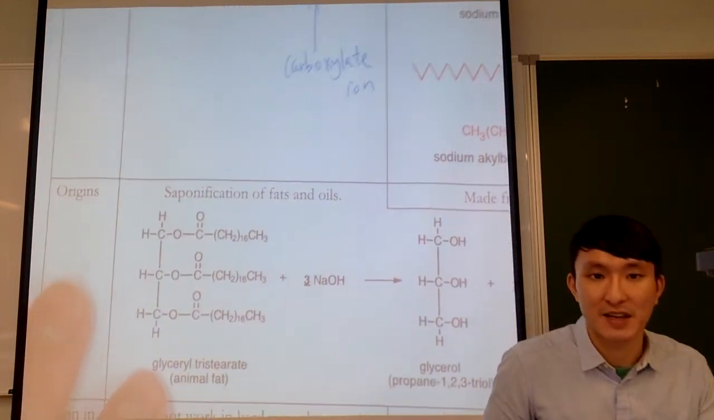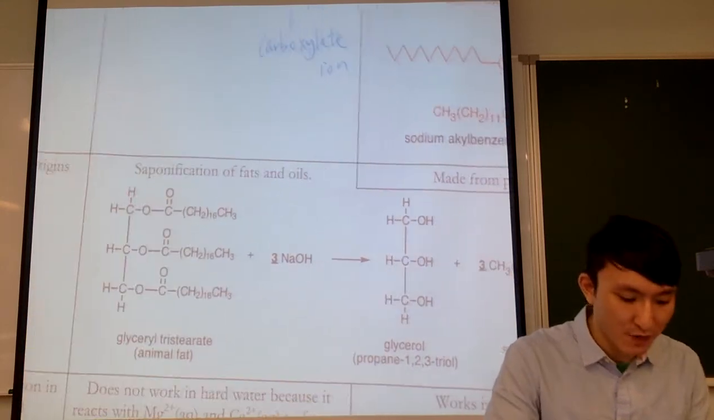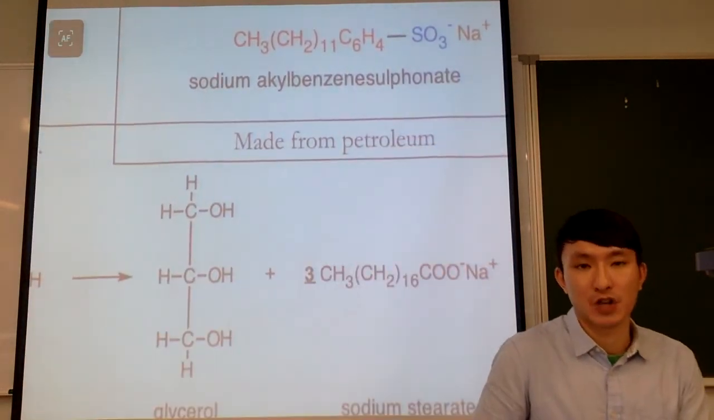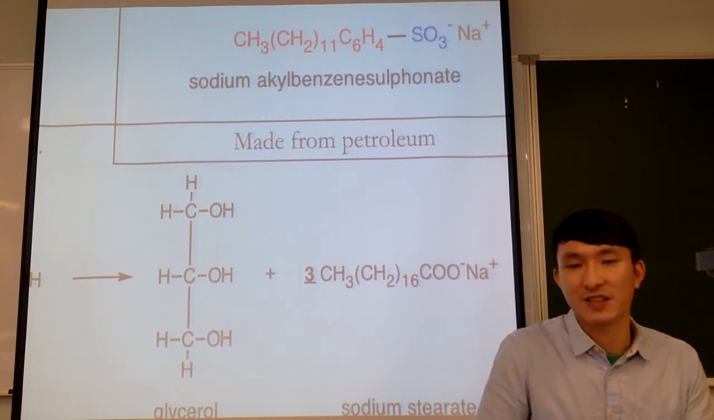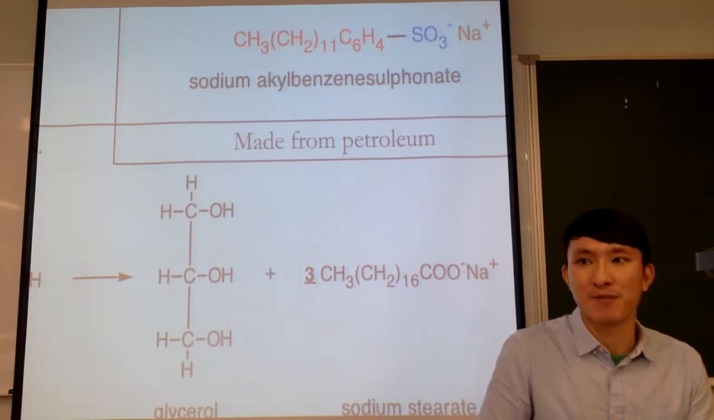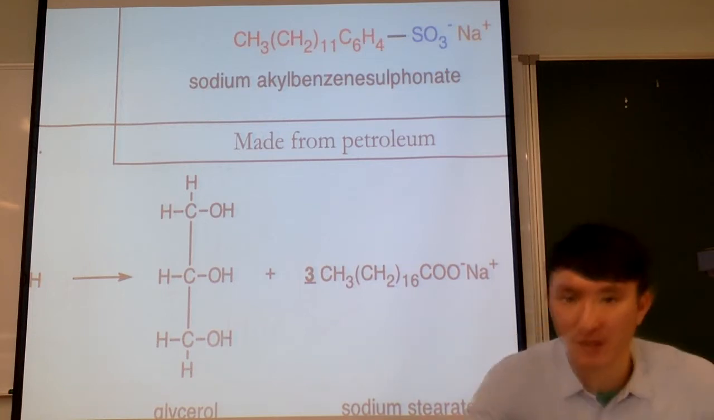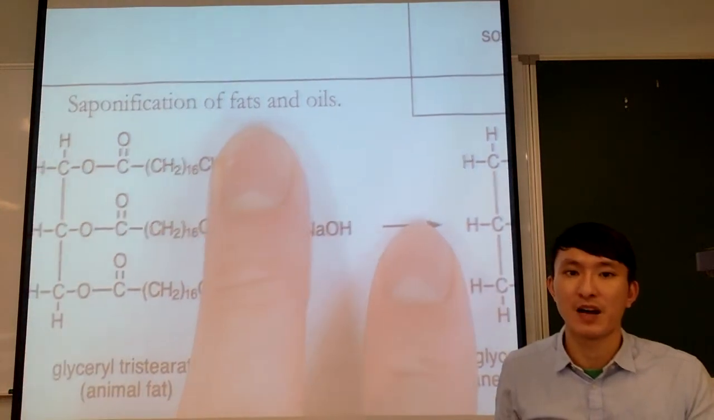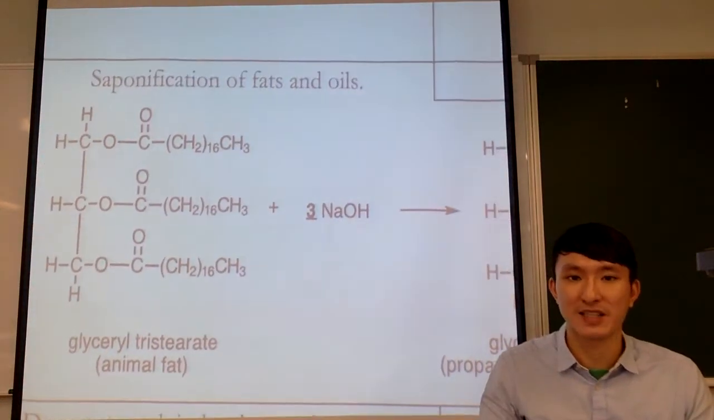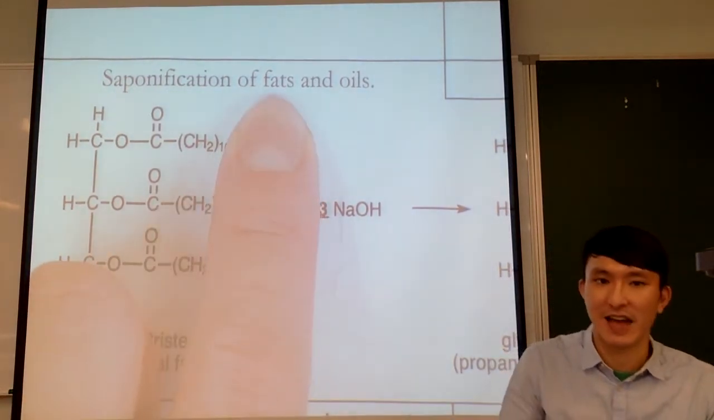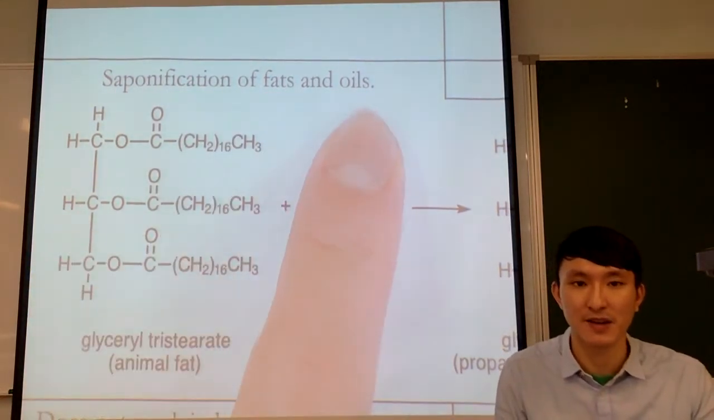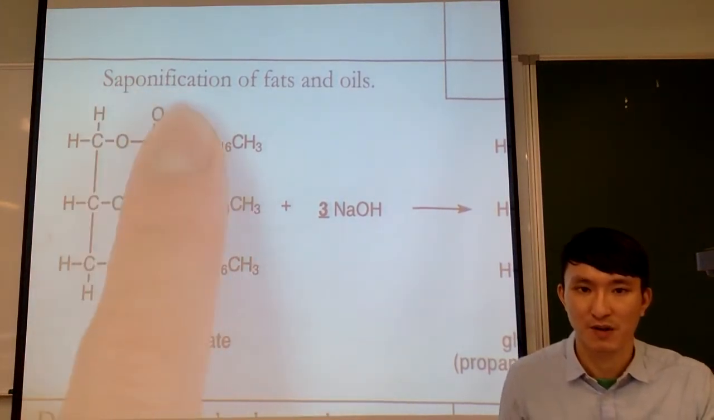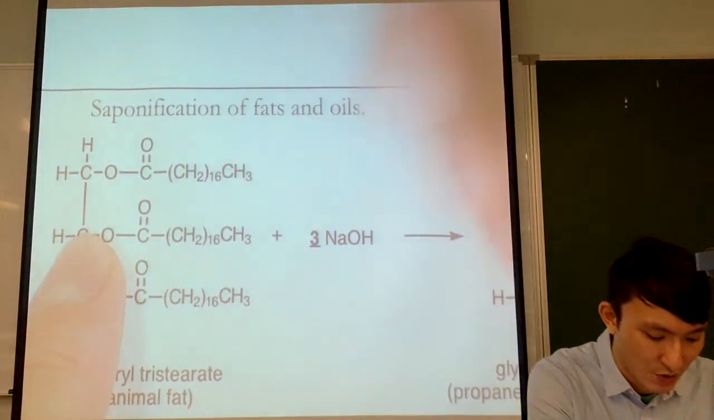Let's look at how they are being formed, how they are being made. First of all, let's talk about soapless detergent, just one word, petroleum. Soapless detergents are made from petroleum, or you can say that it is a product made from petroleum. For soaps, they are made from a more renewable source, which is fat and oil. Fat is the animal lipid, oil is the plant lipid. And the process of making the soap is called saponification.